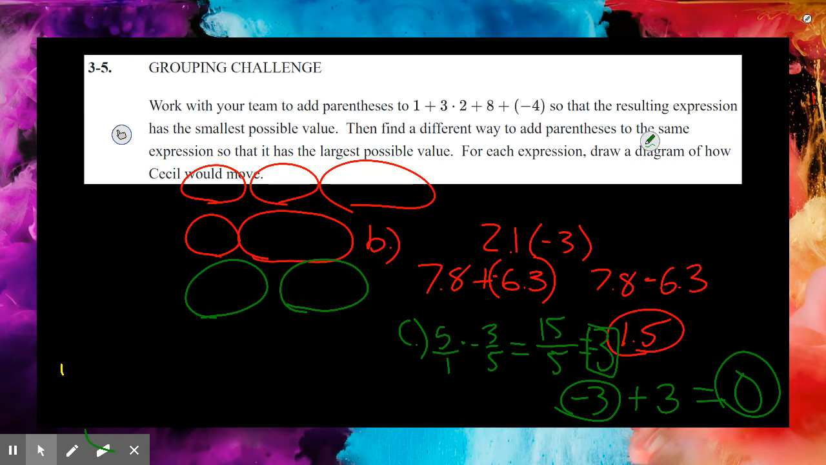And now we're looking at grouping challenge. Work with your team to add parentheses to 1 plus 3 times 2 plus 8 plus negative 4 so that the resulting expression has the smallest possible value. Then find a different way to add parentheses to the same expression so that it has the largest possible value. For each expression, draw a diagram of how Cecil would move.